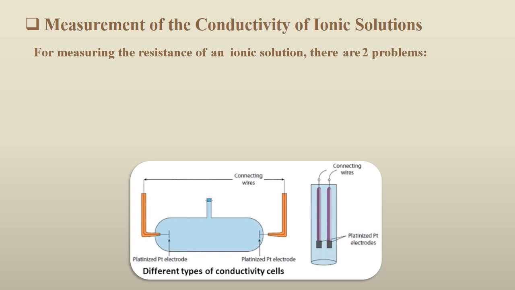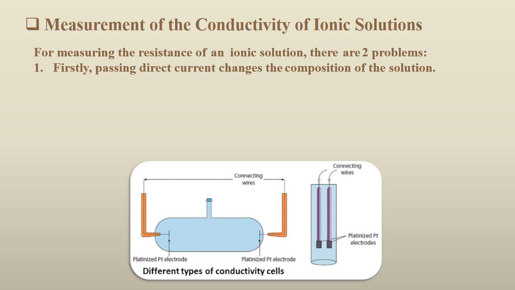For measuring the resistance of ionic solutions, two problems arose. They are, first, that passing direct current changes the composition of the solution. Direct current is your DC current, which has high voltage. As it is a direct current, there was a chance of accidents. So that was resolved by designing these conductivity cells, because when current is measured with the help of these conductivity cells, at that moment AC current is applied, that is, alternating current is applied.